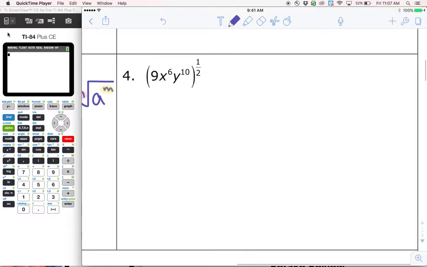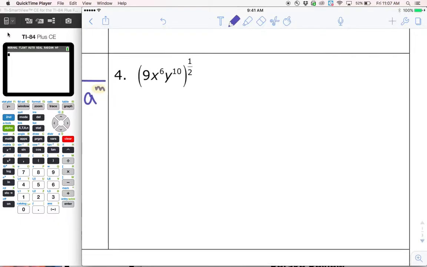Problem 4. All right, in problem 4, this is the power rule. On your formula card, it looks like this. A to the power of m in parentheses to the power of n is equal to a to the power of mn. All right, since there's no symbol in there, we know they're multiplying.